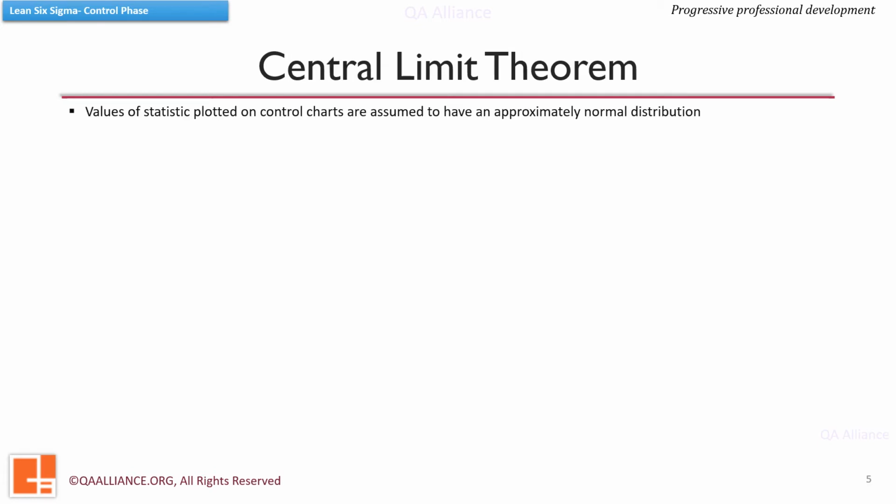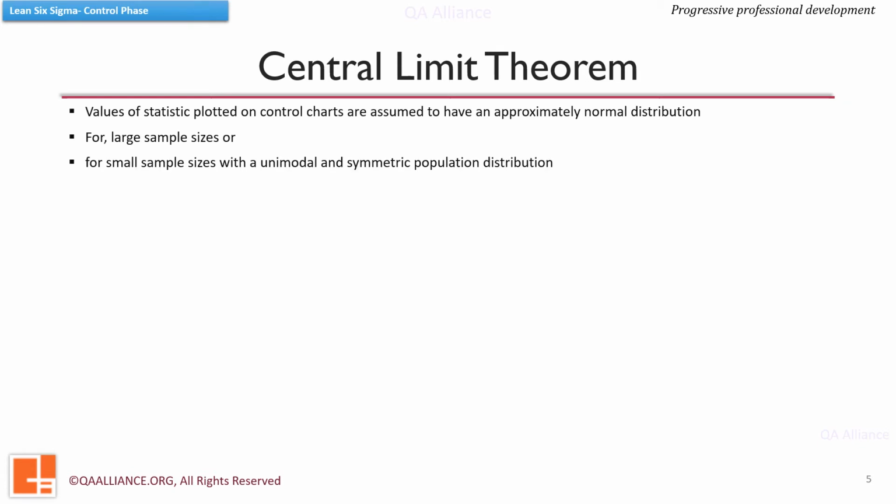The values of the quality characteristic or the statistic plotted on control charts are assumed to have an approximately normal distribution, for large sample sizes or for small sample sizes with a unimodal and symmetric population distribution. The central limit theorem states that if a plotted statistic is a sample average, it will tend to have a normal distribution. This signifies that, even if the parent population doesn't have a normal distribution, control charts for averages and other such statistics are based on normal distribution.